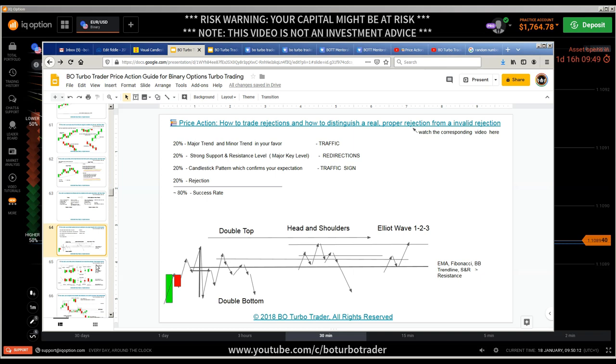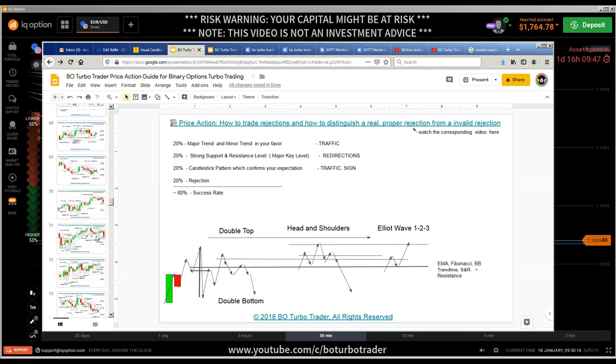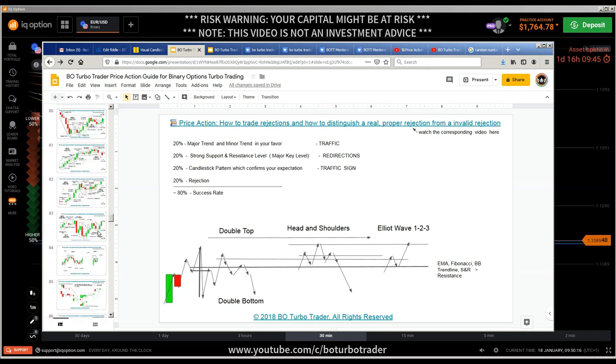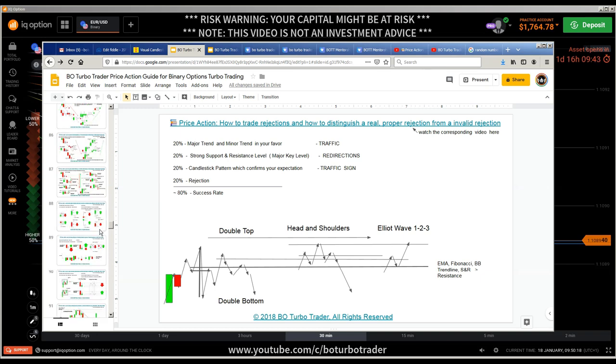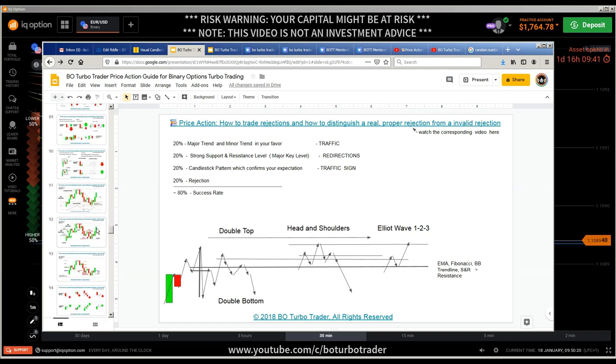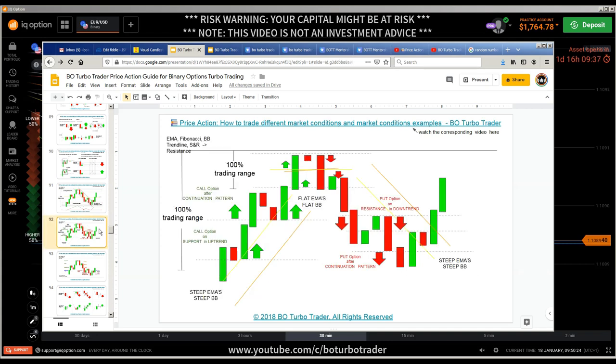And then the pages 92 to 124, that are so many. You see, all these concepts are working together like a gear. This is one of the most important ones: how to trade different market conditions, and market condition examples, where we talked about a call option on support in an uptrend. That is what you need to know when you are doing trend continuation trades. This is all what you need.